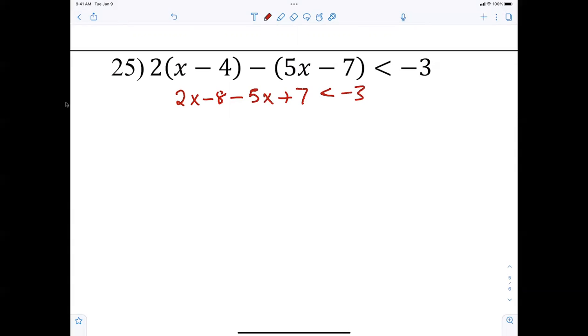Okay, so now I have what? Combine terms. Negative 3x, then minus what? 1. Come on, guys. Combining terms, negative 3x minus 1. Does everybody agree with that or not? All right. Now we add 1.